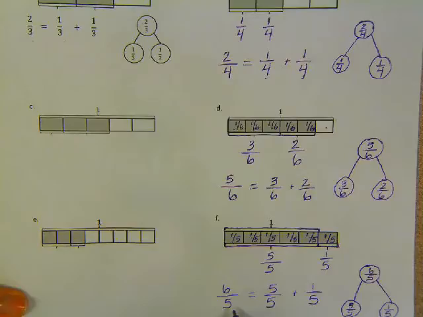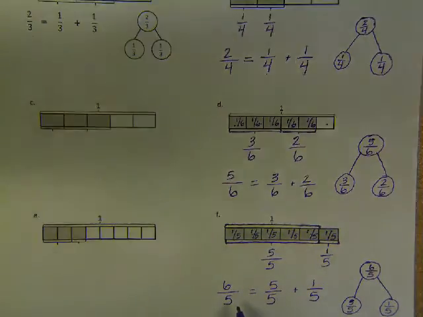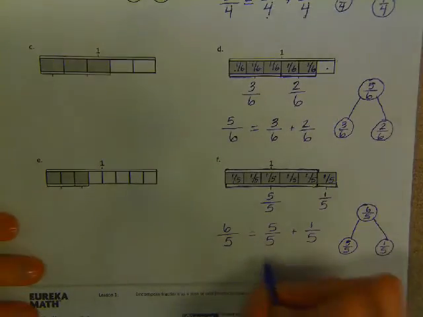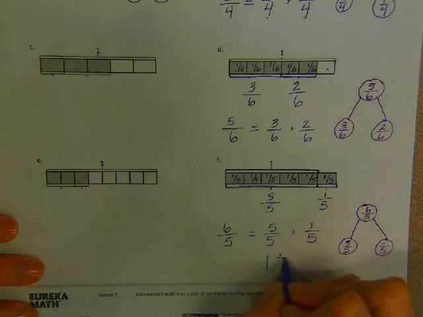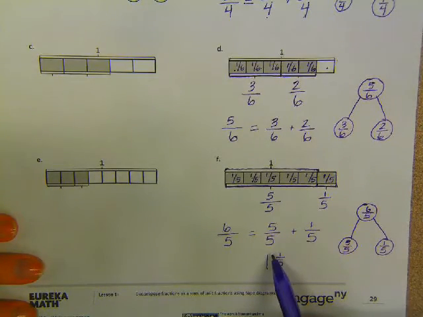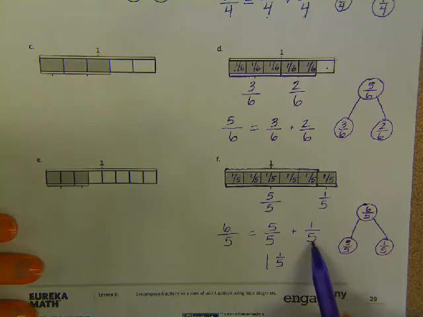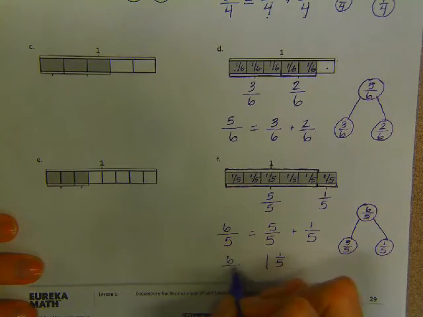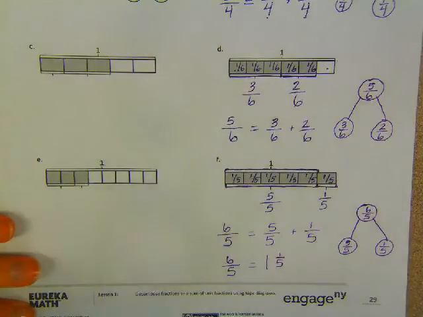Another way to write 6/5 is 1 and 1/5, because 5/5 equals 1 and then I have 1/5 left over. So 6/5 also equals 1 and 1/5.